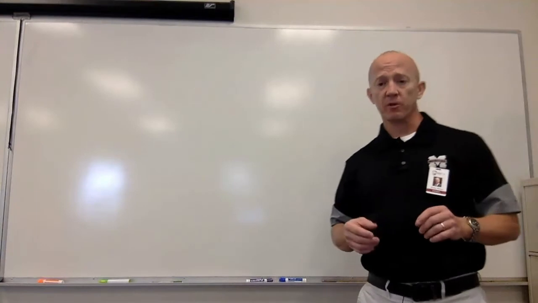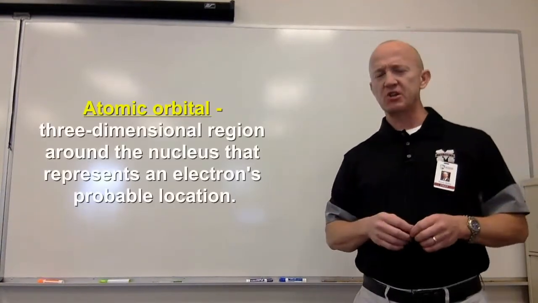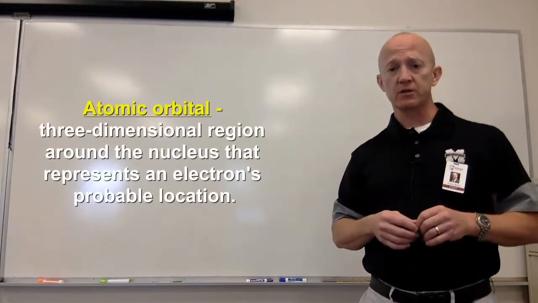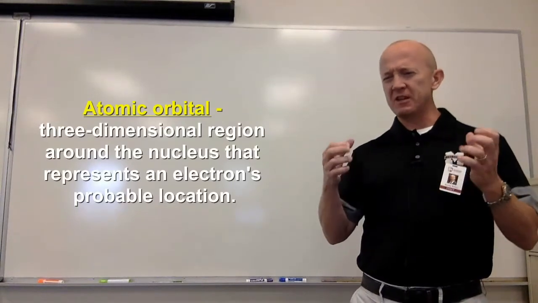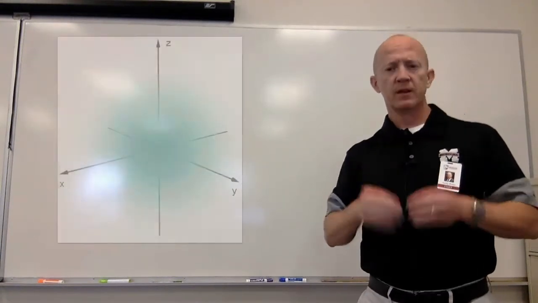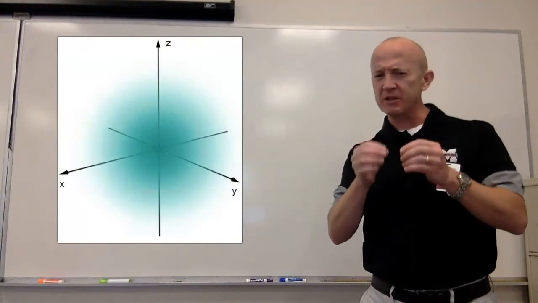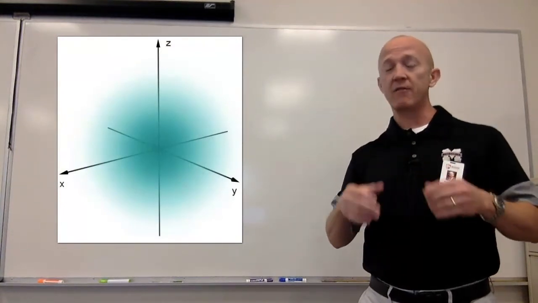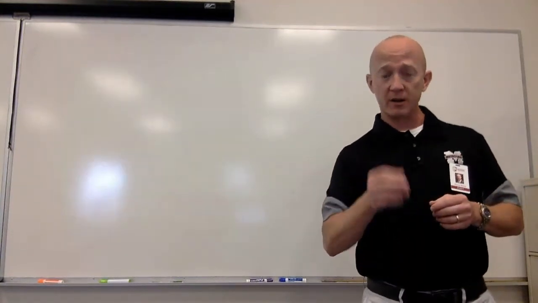An atomic orbital is a three-dimensional region that we find around the nucleus. And these atomic orbitals are like fuzzy clouds of probability. In other words, the more dense the cloud is at a particular point, that means you'll have higher probability in finding an electron at that location.